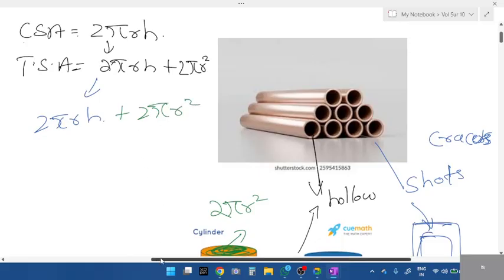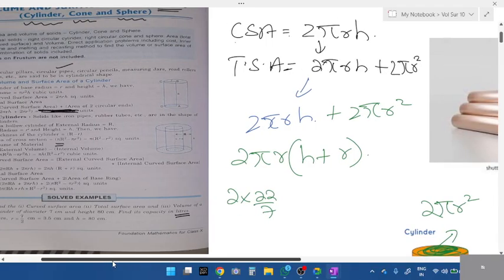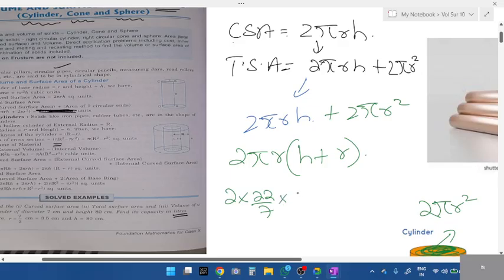If you try to calculate like this, it would be tough. Take out the common values. 2 pi is common. r is also common. The difference is h plus another r here. h plus r. 2 into 22 by 7 into r, where r is equal to 7 by 2. h is equal to 80 plus 7 by 2.